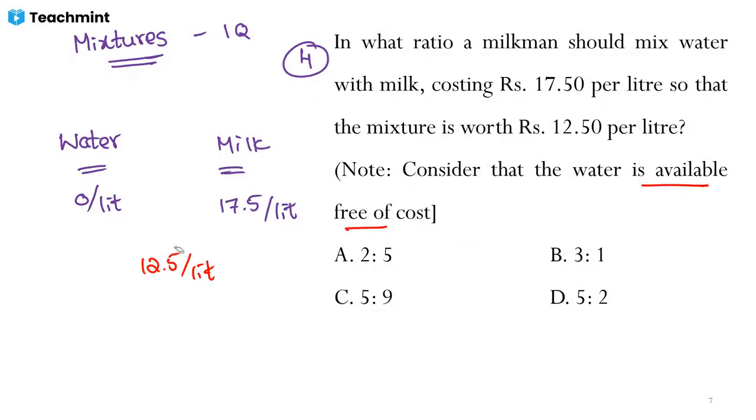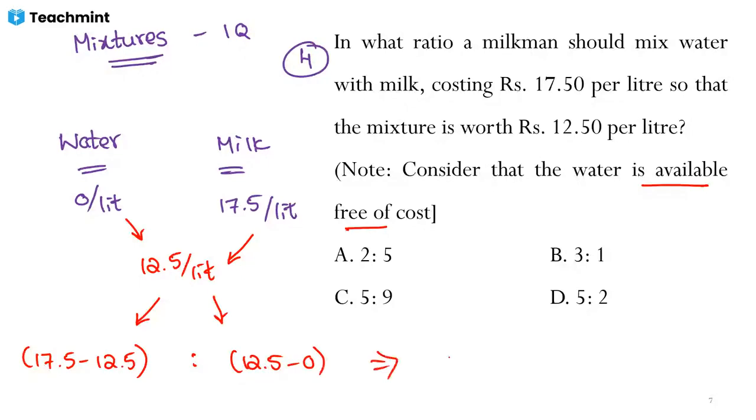So guys, in mixtures and alligations, you can recall that the difference must be positive and you have to put it on the opposite side. 17.5 minus 12.5, the difference is 5. Whereas 12.5 minus 0, the difference is 12.5. We put the differences on the opposite sides.